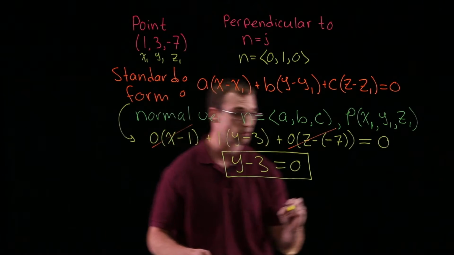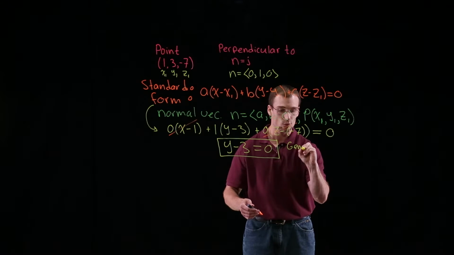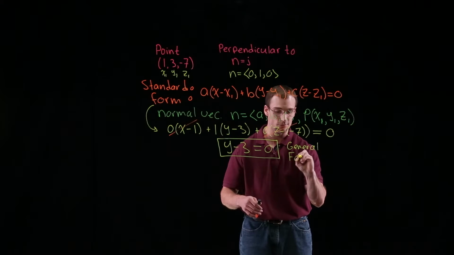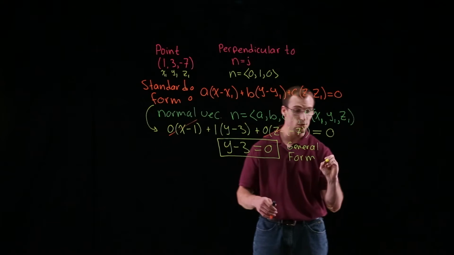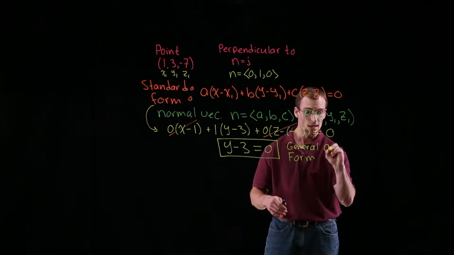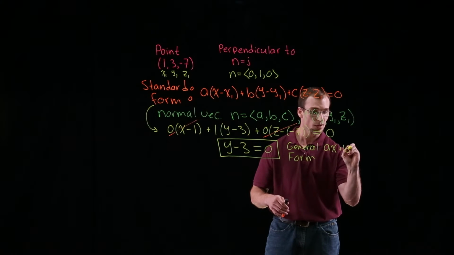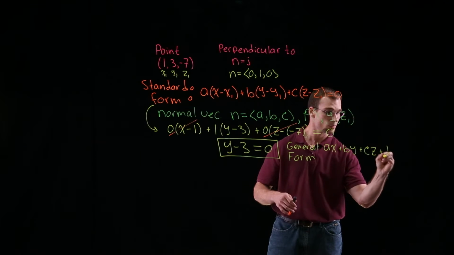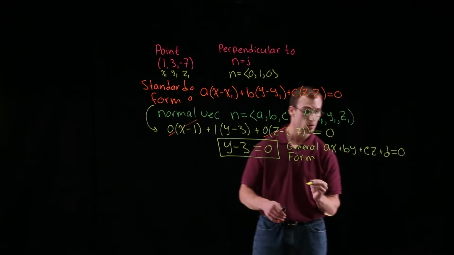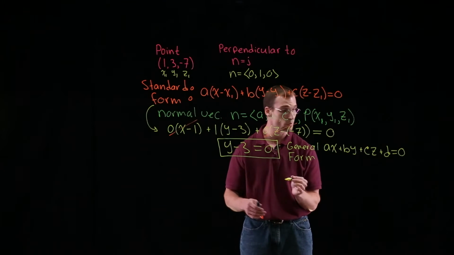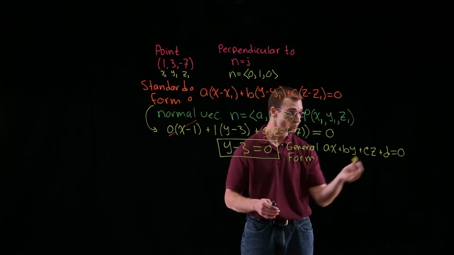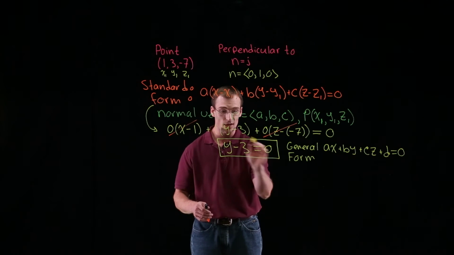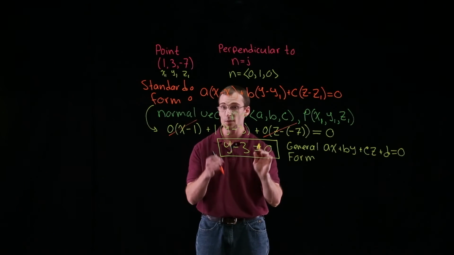Now, this equation actually is in general form. The directions didn't specify which form to find it in, but it's good to recognize the difference between the two. So this is in general form, where our general form looks like a times x plus b times y plus c times z plus d equals 0, where the a, b, and c are the components of our normal vector, d is just some constant, and of course this is set equal to 0. So we don't have x's or z's, but we see that this satisfies the general form of the equation. So we're pretty much done.